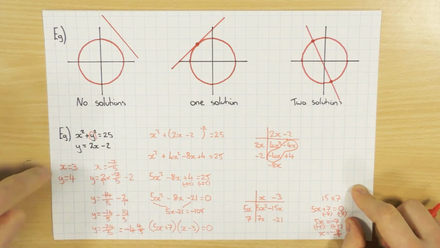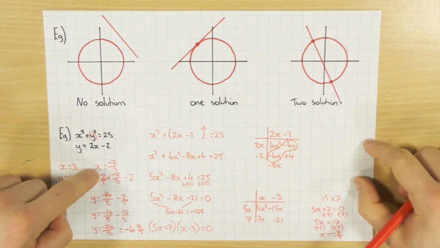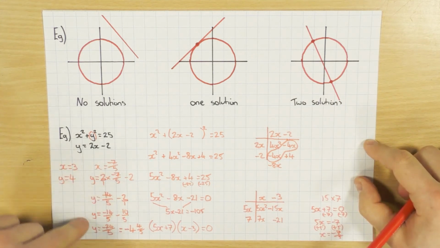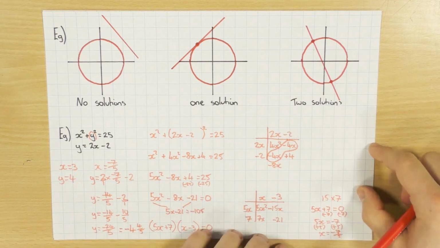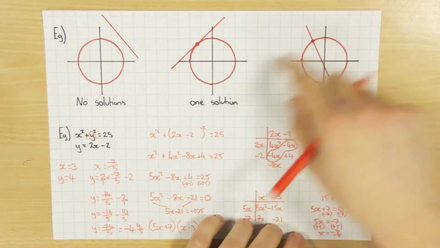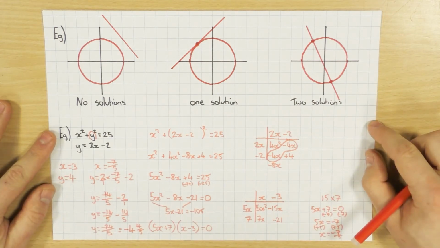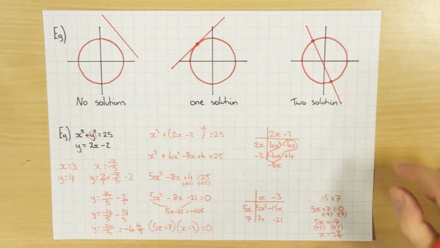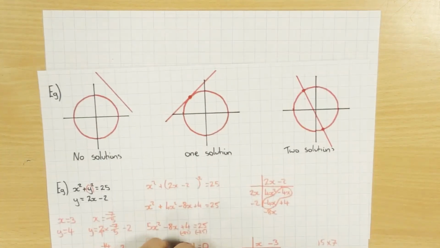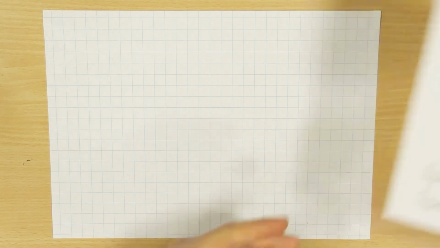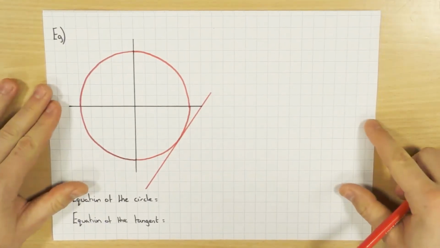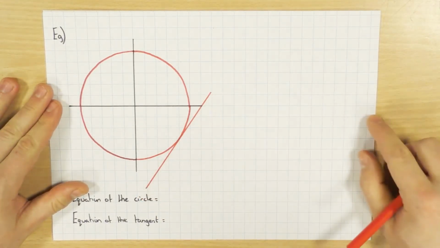And they're your solutions. When x is 3, y is 4. So there's the coordinates of where it would touch. And this one here, x is minus 7 over 5, and y is minus 4 and 4/5. Okay, and that's your other coordinate of where it meets. Obviously, that's not the diagram for this, but that's what you're after. Okay, so one last thing to have a look at. And that's how you find the equation of the tangent here.